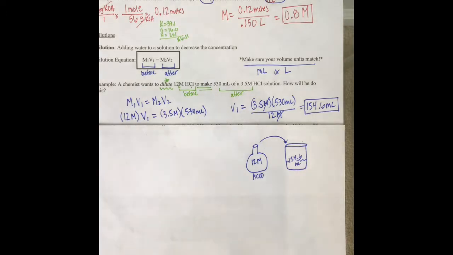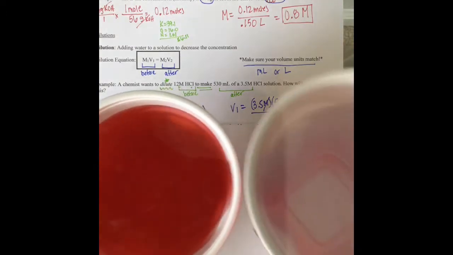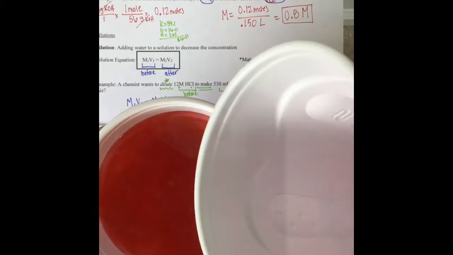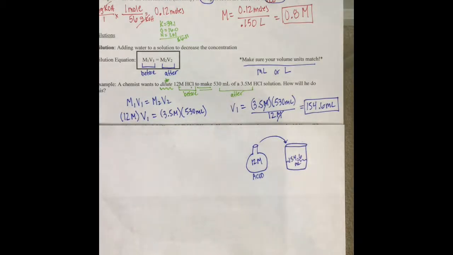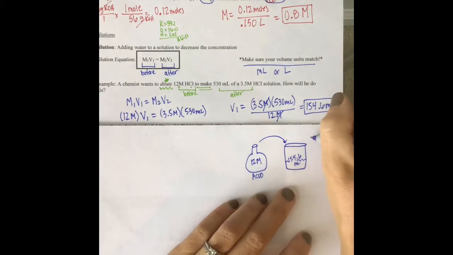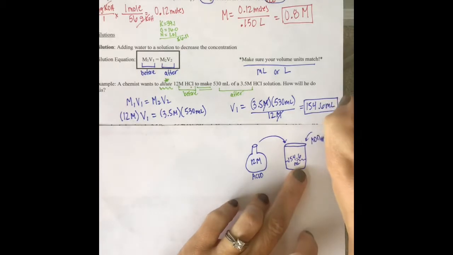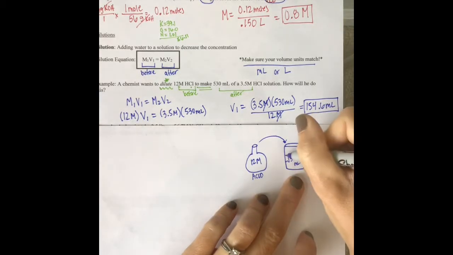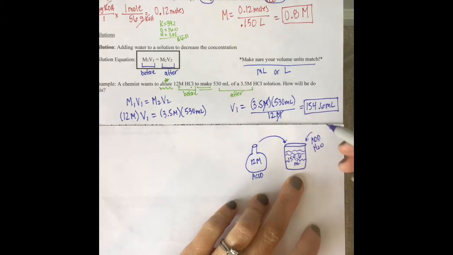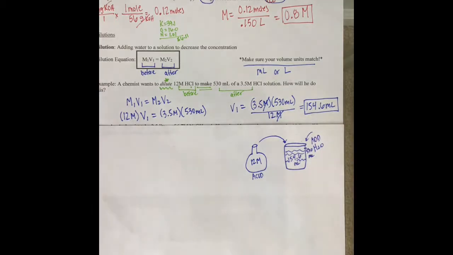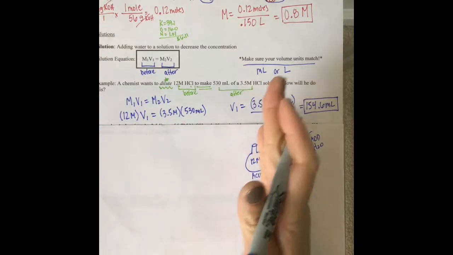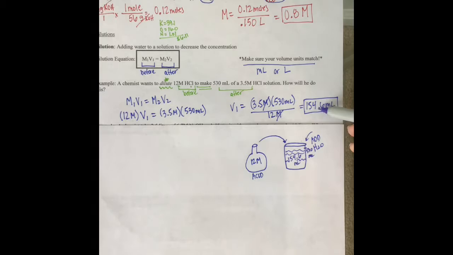And just like I did with that Kool-Aid, remember I took my strong Kool-Aid and I added water to it. That's what this person would be doing to dilute their acid. They would then add water. Okay, so they'd be diluting it with water until they get to 530 milliliters of solution. Okay, so that's how you can visualize a dilution problem. Taking something strong, measuring it out, how much do you need, and then diluting the rest with water.